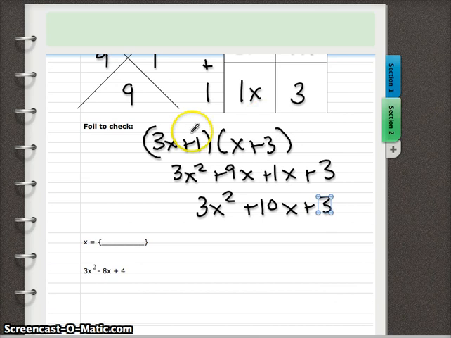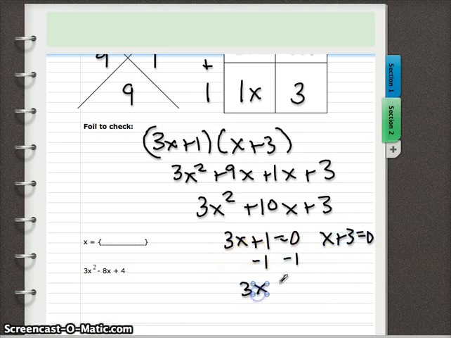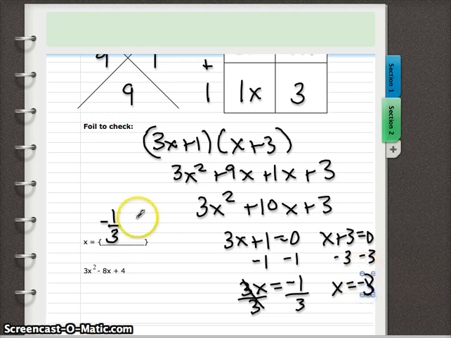Set each of those parentheses equal to 0 and solve for x. So 3x plus 1 equals 0, and we're going to set x plus 3 equal to 0. If we subtract 1 and then divide by 3, then x is negative 1 over 3, or negative 1/3. Over on the other set of parentheses, subtract 3 from both sides, x is negative 3. So another two values, negative 1/3 and negative 3.